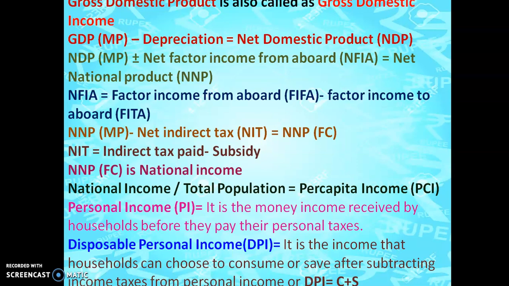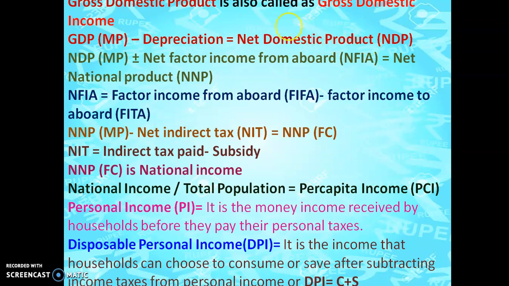Land, buildings, machinery, furniture and everything. The value of that particular machinery or land and everything is going to come down. So it is not an income. You are supposed to remove that particular reduction in the value of the asset. What is depreciation? From GDP, which is at market value, you are going to remove the depreciation. The net result is the net domestic product.